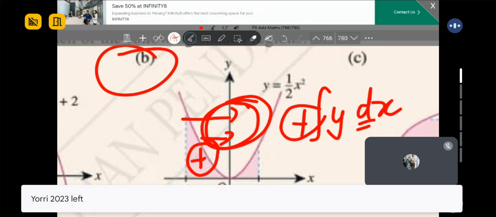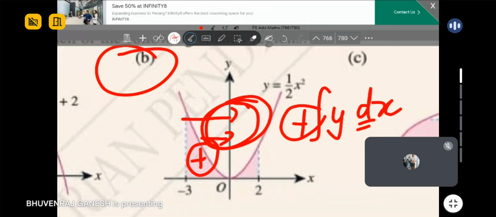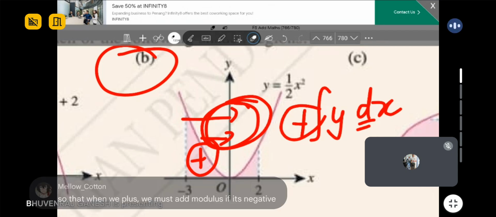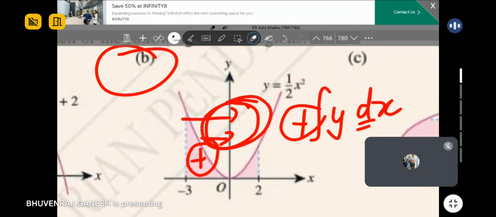Okay, so why is it important to know positive or negative? Can anyone tell me, guys? Why must we know certain regions are positive or certain regions are negative? Why is this important? Who knows? Why is it so important? Because we can integrate directly, right? It is easier. So why? Anyone? Yes, that is the correct answer. Okay, when we add, we must add modulus if it's negative.